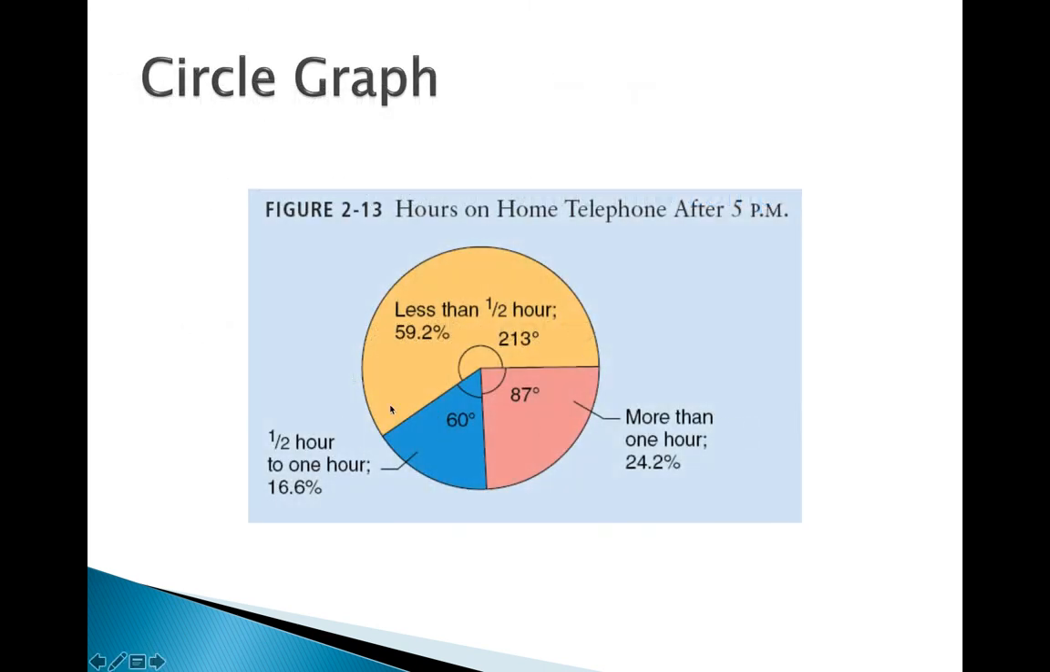So here's a circle graph or pie chart for hours on the home telephone after 5 p.m. And so you can tell this is from a while back when people still spent time on their home telephone instead of their cell phone. But you can see here less than an hour was 59.2% of the time. And so if you do 59.2% of 360 degrees, you get 213 degrees. I'm not expecting you to be that exact, just kind of eyeball. 50% would be a semicircle, and so 59% is going to be a little bit bigger than that.